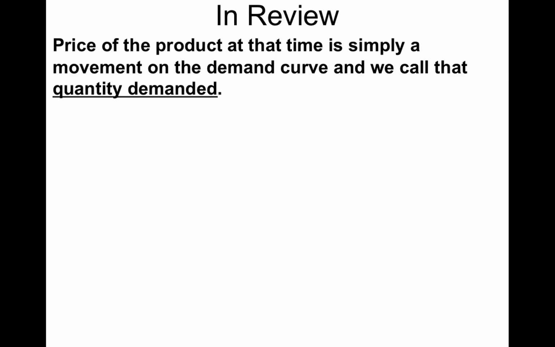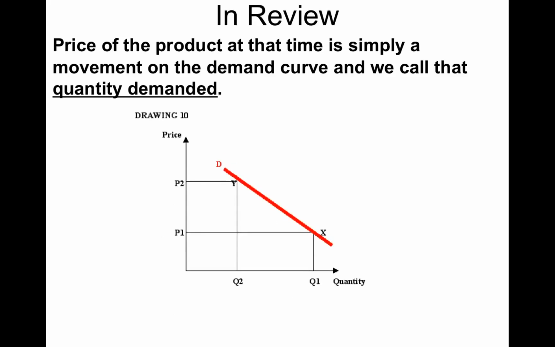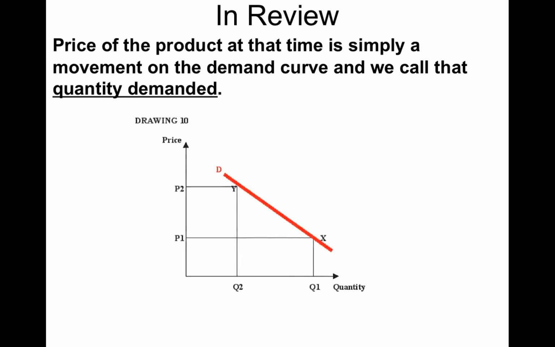So in review, again, I said I would harp on quantity demanded and demand. A change in the price of the product at that time is simply a movement on the demand curve, and we call that quantity demanded. You can see that on this lovely drawing here. That's just a movement on the curve from P1 to P2. There is no shift because it's a change in price at that time.